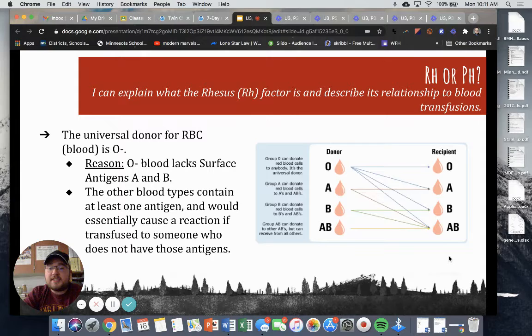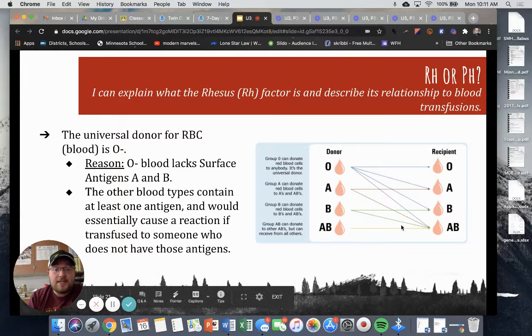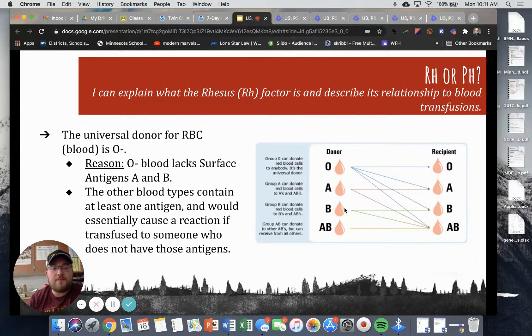The other blood types contain at least one antigen and will essentially cause a reaction if transfused to someone who does not have those antigens. So for example, AB can only donate to other ABs. Okay, so you can look through here if you know your blood type and figure out who you can safely donate to. And remember, negatives can donate to positives or negatives.